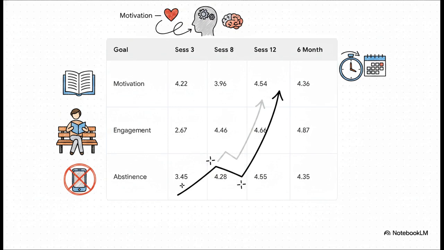Just think about this. Engagement in offline activities jumped from a low 2.67 in Session 3 all the way up to 4.87 at the 6-month follow-up. This is massive because it shows that not only did they manage their symptoms during the therapy itself, but they actually maintained that improvement half a year later.